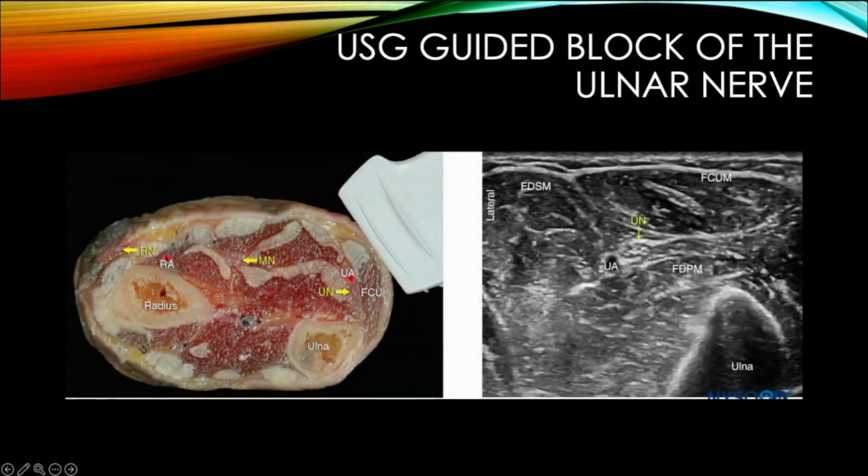Similar picture showing the sonoanatomy of the ulnar nerve. As we can see, the probe is placed transverse, and we can see the ulnar nerve is beside the ulnar artery. Next, we'll see the video showing the ultrasound block of the ulnar nerve.